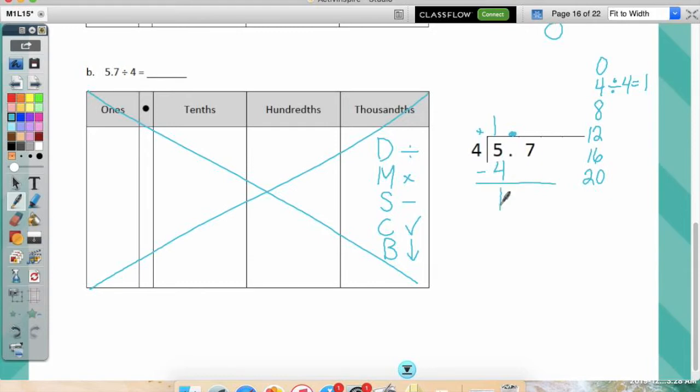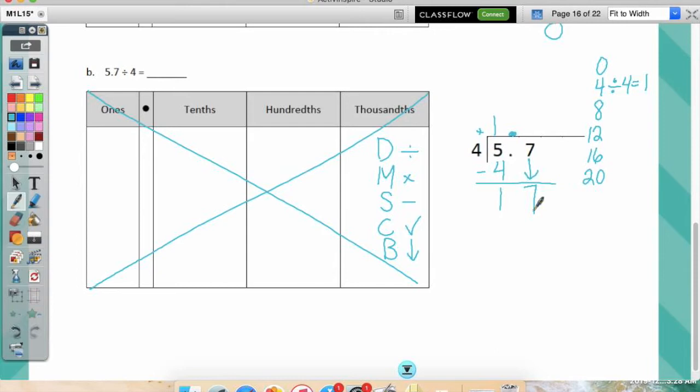We good? Okay, what do I do after I subtract, Jesus? Check. Is 1 less than 4? Bring down your 7. And it looks like there's going to be a little space in between, doesn't it?